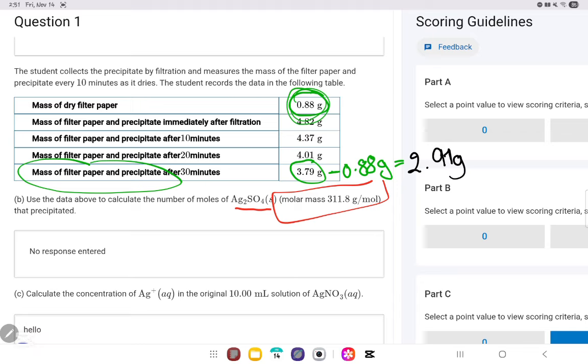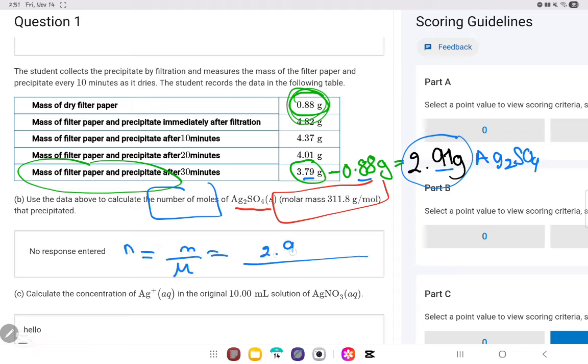How did I know it's to the correct number of decimal places? Here it ends with 2 decimal places, and it ends with 2 over here. So the mass of the precipitate Ag2SO4 is 2.91 grams. Now we can find the number of moles, because we know that number of moles is equal to the mass over the molar mass. So it's 2.91 grams over 311.8 grams per mole. What will I get as my answer?